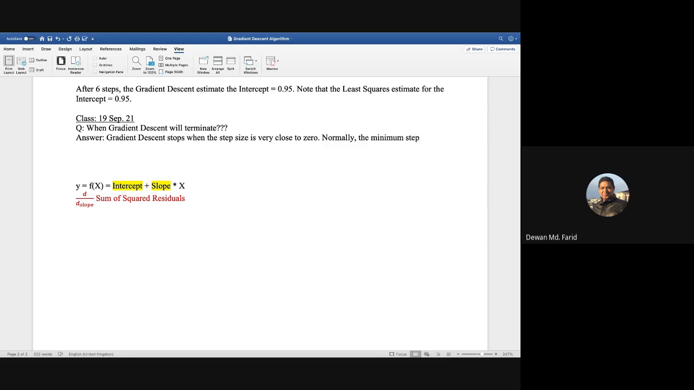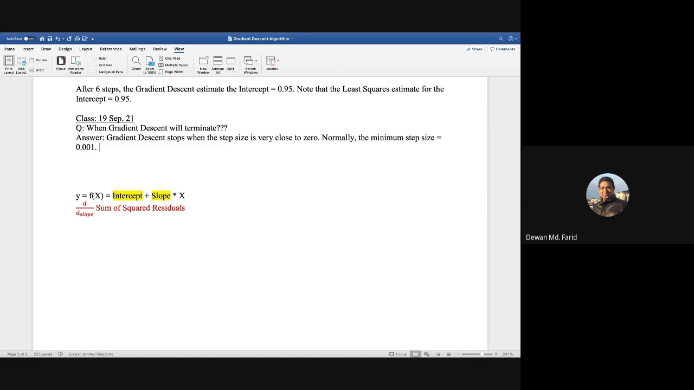Normally the minimum step size equals, we can say, 0.001, right? So this is the stopping criteria.